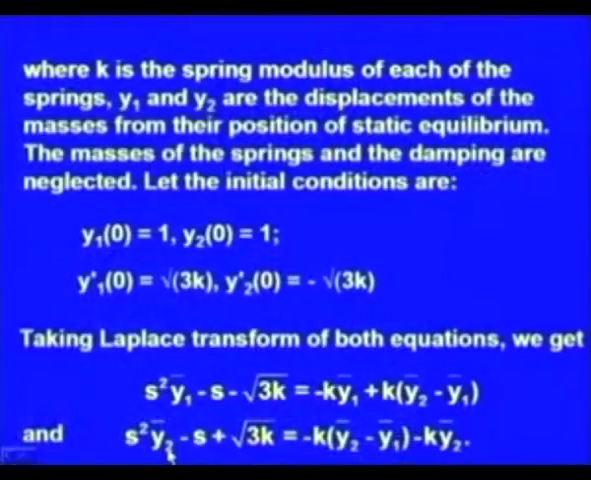And when we take the Laplace transform of the second equation of motion, that is the motion of the mass m2, we have s² ȳ2 − s y2(0), where y2(0) is 1, minus y2'(0), but y2'(0) is negative root 3 k. So we have plus root 3 k here, equal to −k times the Laplace transform of (y2 − y1), which gives us ȳ2 − ȳ1, minus the Laplace transform of k times y2, that is −k ȳ2.